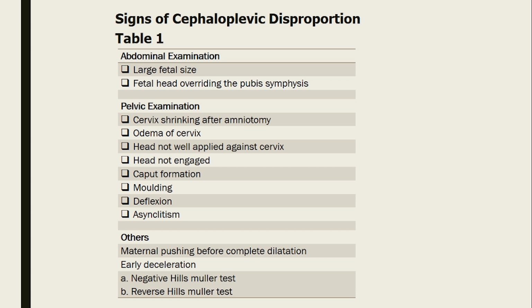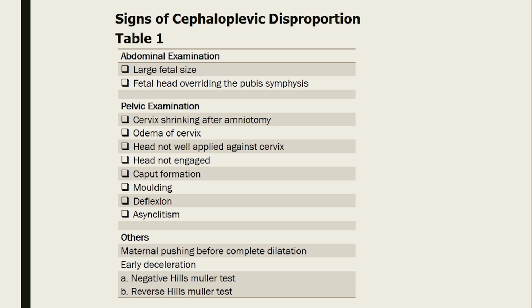Asynclitism just means that the sagittal suture should be in the anterior posterior AP diameter of the pelvic axis. So when the sagittal suture is more displaced to the left or to the right and not at the center, you are talking of asynclitism.